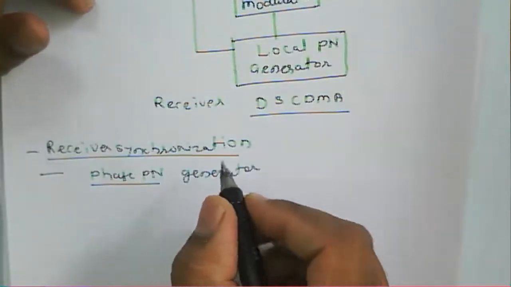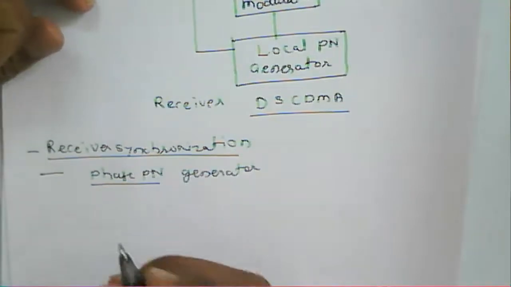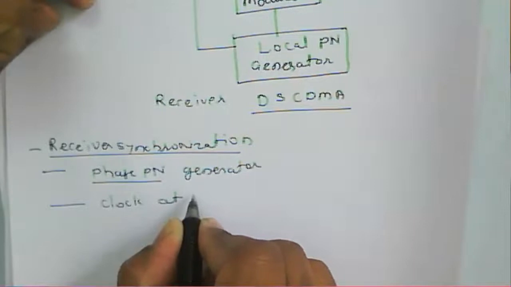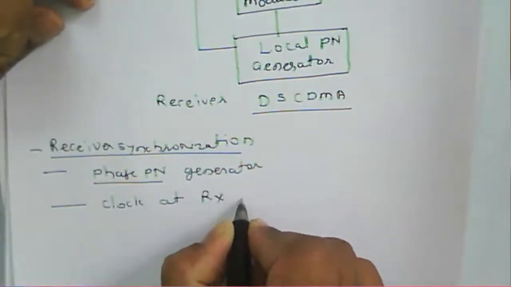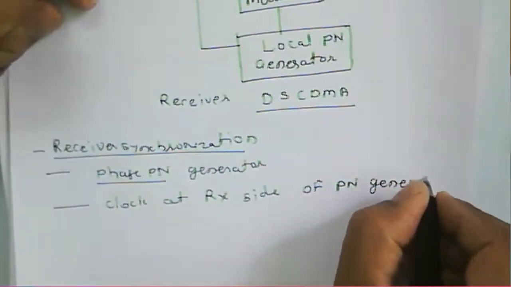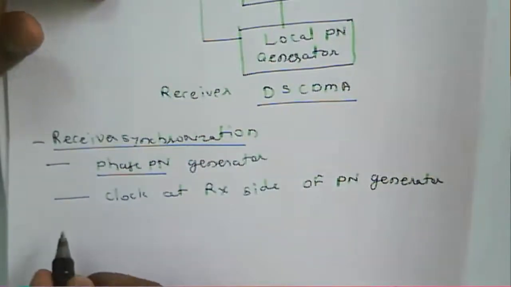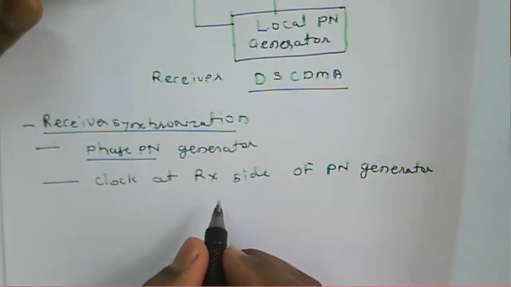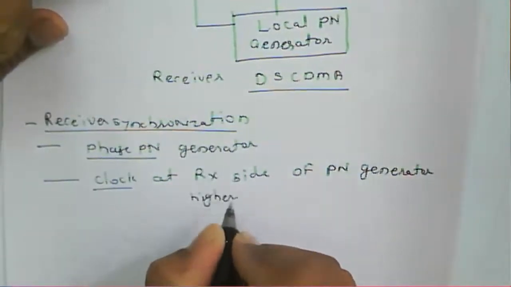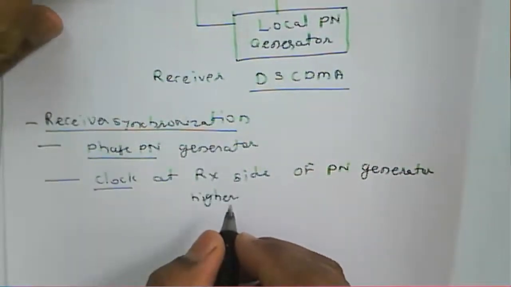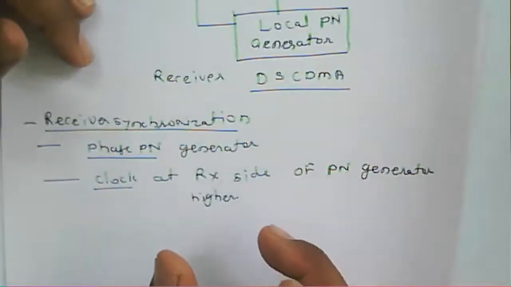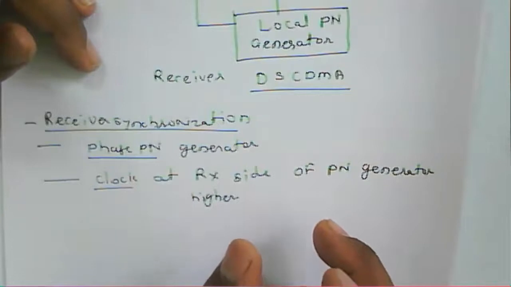So that's why it can be done by the clock of the receiver side PN generator being run slightly higher than the clock at the transmitter side. That's how we can synchronize the PN sequence. Because of that higher clock rate, the receiver side PN sequence phase slips continuously and slowly, and that is called the acquisition phase.